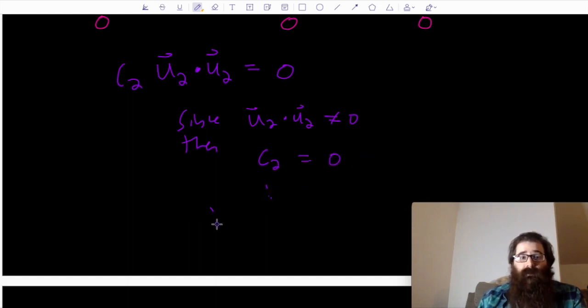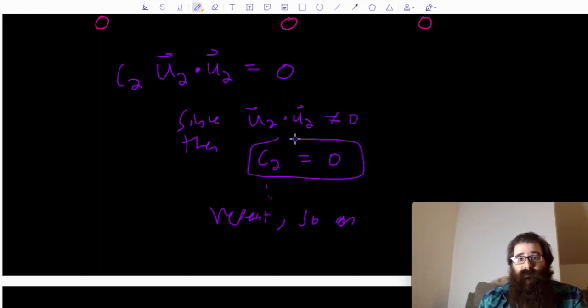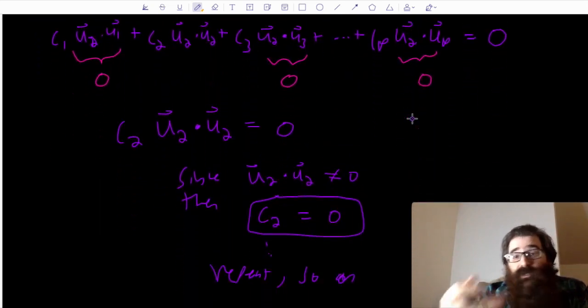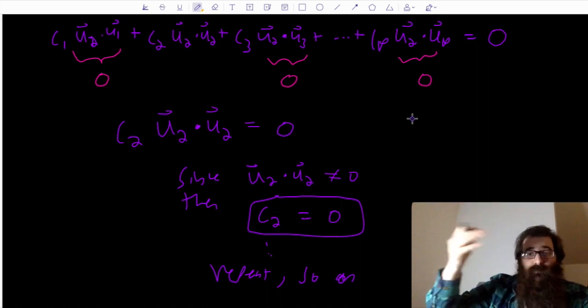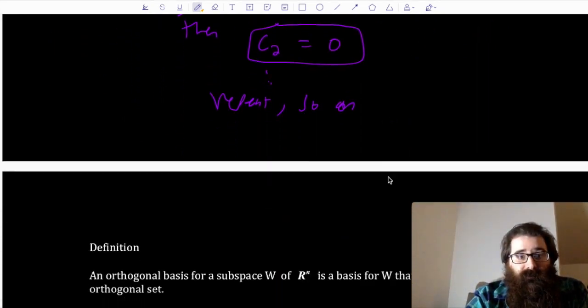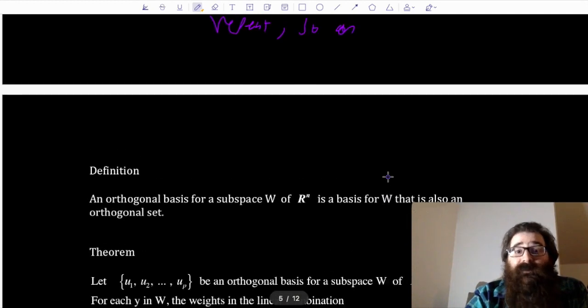And then we repeat, so on and so forth. We can show that all of these constants have to be 0. So c sub 2 has to be 0. We showed c sub 1 has to be 0. We could show c sub 3 must be 0, so on and so forth. c sub p must be 0. So all of these are zeros. So this is actually important.